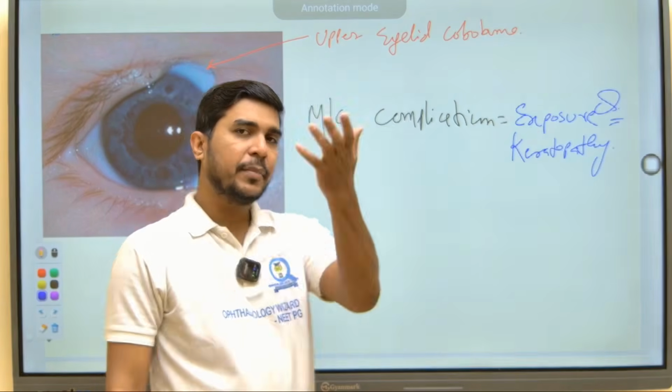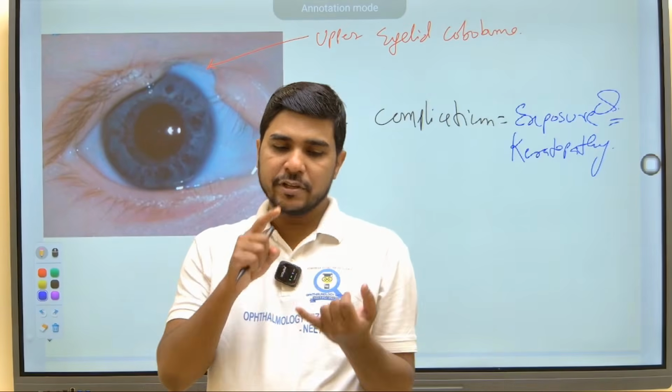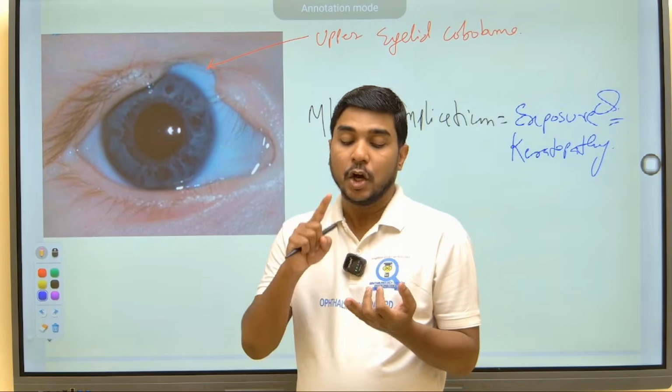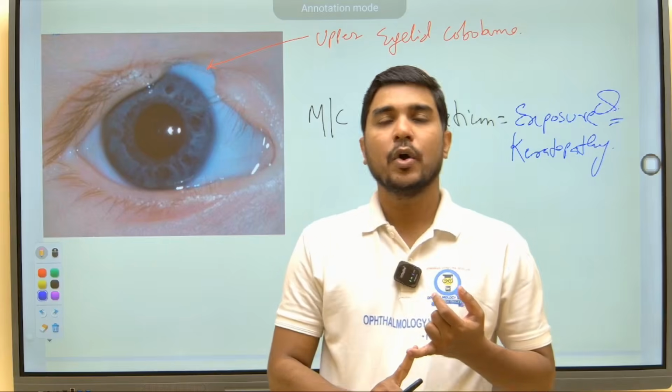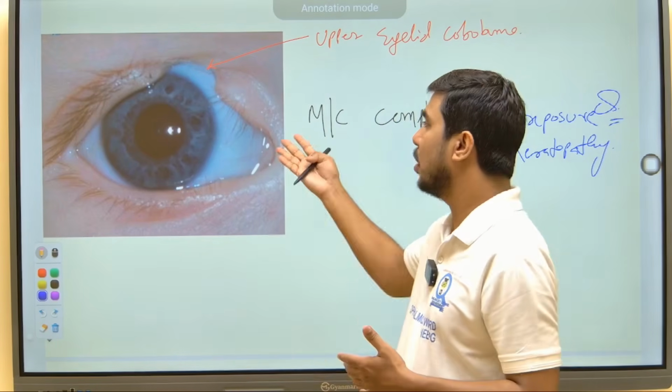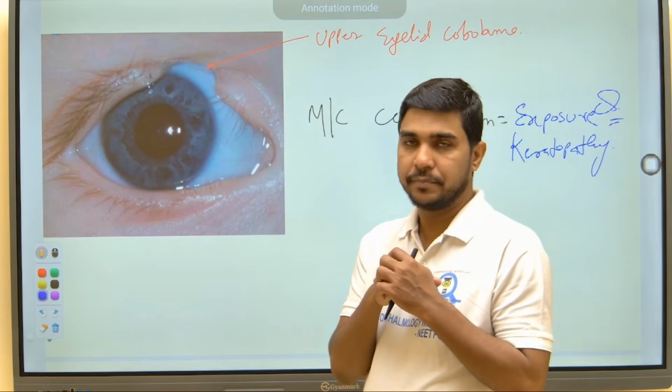Related to that, if somebody asks you what are the other complications, obviously there is corneal ulceration, obviously there is amblyopia, okay, and there are so many consequences of this. Understood?